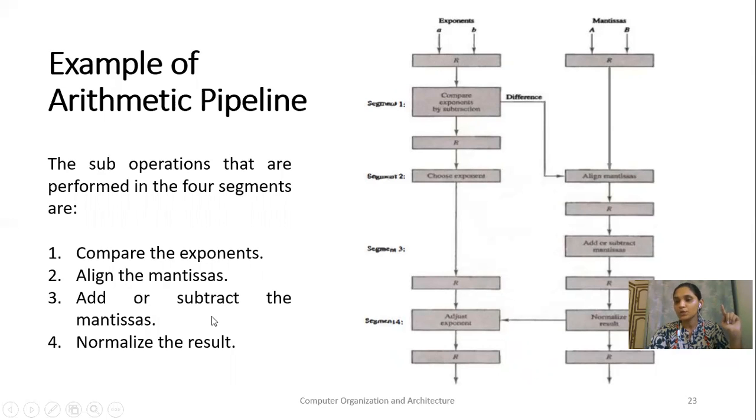Third segment will do addition or subtraction operation on Mantissa. And fourth and last segment will normalize your result. Okay, so here we have designed each and every segment. How can you design pipelining?